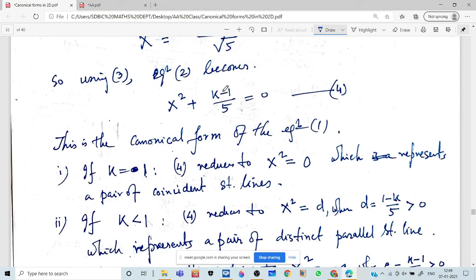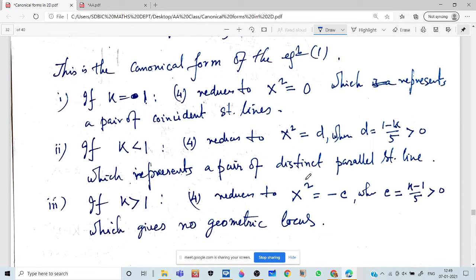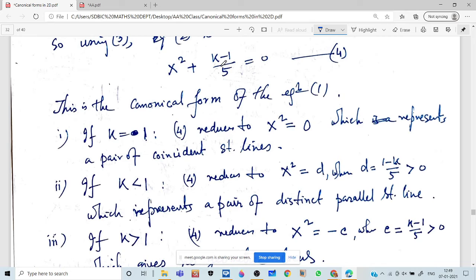If k is equal to 1, then capital X square equal to 0 represents a pair of coincident straight lines. If k is less than 1, then (1 minus k) by 5 is greater than 0, so X square is equal to (1 minus k) by 5, which represents a pair of distinct parallel straight lines. If k is negative, (1 minus k) by 5 is positive, so a distinct pair of parallel straight lines.